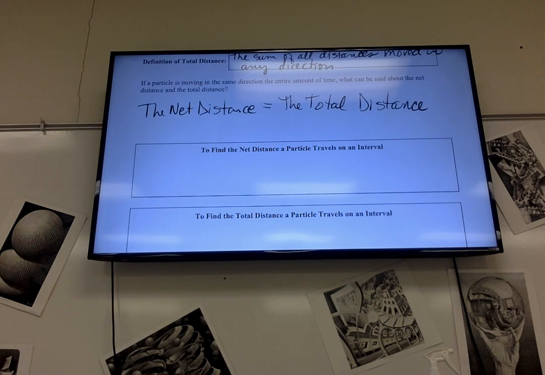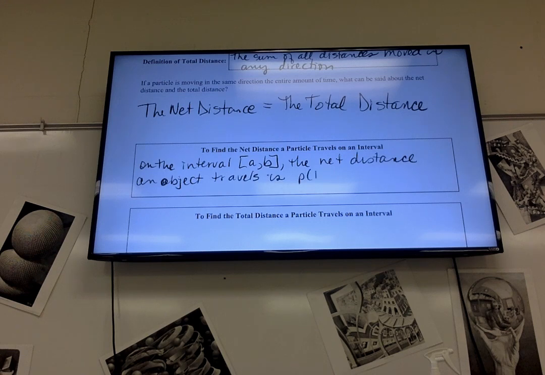Okay, so to find the net distance on the interval A to B, are we getting another equation? The net distance an object travels is P of B minus P of A. So the ending distance minus their starting distance.